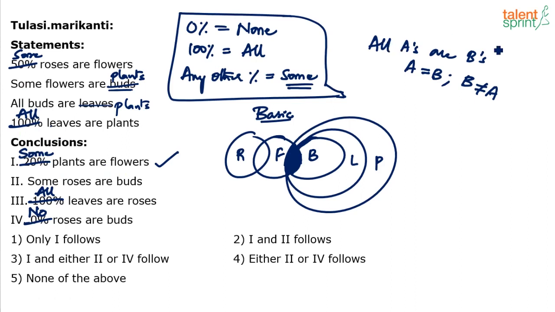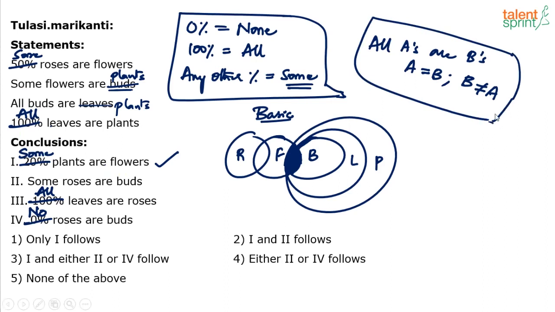The technique is, if all A's are B's, then you can replace A's with B's. You cannot replace B's with A's. So we replace leaves with plants, then we replace buds with plants. So finally, the statement itself says that some flowers are plants. For some A's are B's, the definite conclusion is some B's are A's. So some flowers are plants would definitely mean that some plants are flowers. So conclusion number 1 is definitely true. It is true in the basic diagram, and it would be true in the possible diagrams as well.